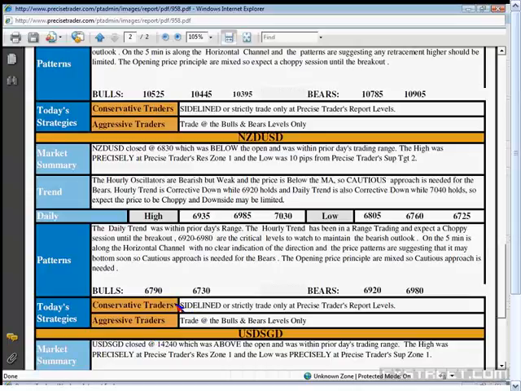So if it's conservative traders, sideline, strictly trade only at our report levels. Aggressive traders trade the bulls and bears levels only. That means you only long or short at this level, not at any other levels. So when you do that, chances are two things will happen.